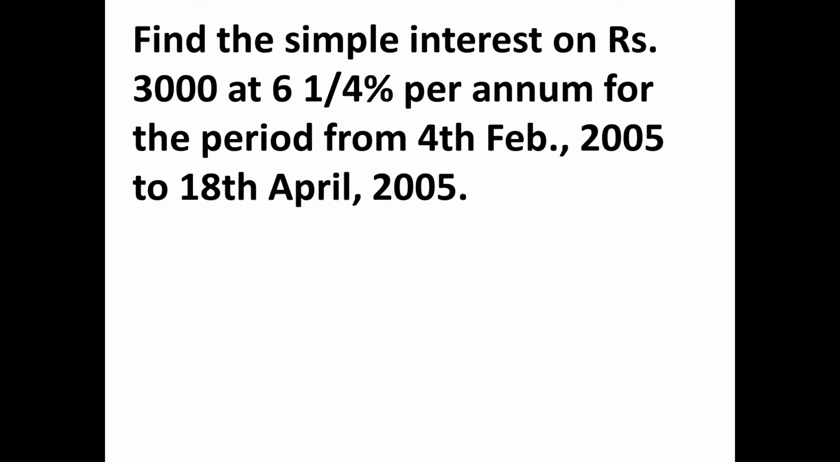Find the simple interest on rupees, आप देख सकते हैं सामने लिखा हुआ है rupees 3,000. तो 3,000 क्या है? 3,000 is your principal amount. So this is the P value, at 6 and 1/4% per annum is the interest rate given to you, and the period from 4th Feb 2005 to 18th April 2005. तो यहाँ पर आपको जो टाइम दे रखा है, it is mentioned in date form. So first you calculate the number of days from 4th Feb to 18th April.